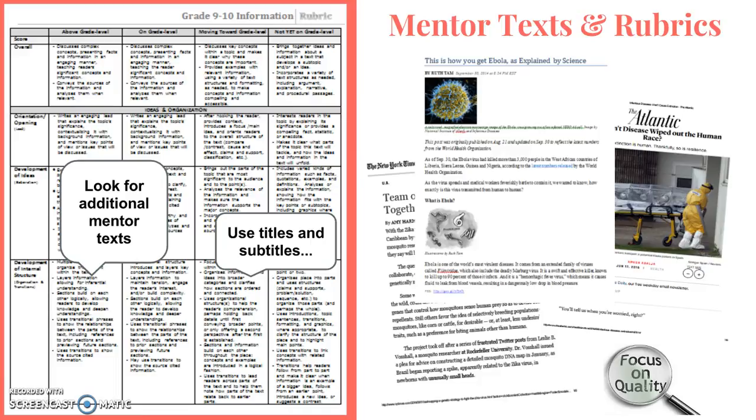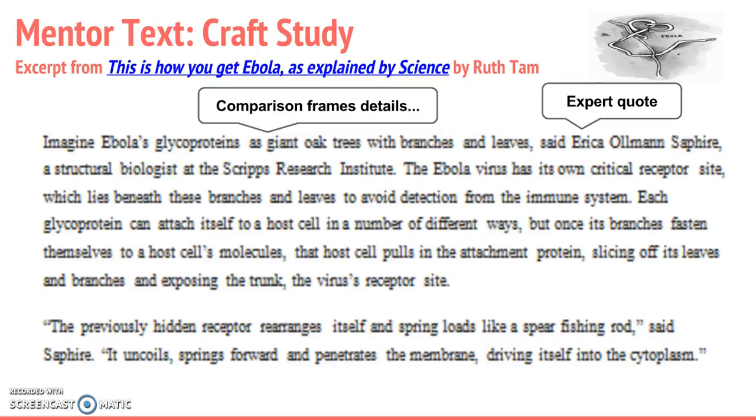For example, as a whole class, you might closely study how Ruth Tam uses comparisons or expert quotes to layer information to maintain tension, engage readers' interest, and build complexity throughout her article. This is how you get a bullet. In this excerpt, you might note in the first sentence of the first paragraph that the author uses an expert quote that compares the glycoproteins to giant oak trees with branches and leaves.